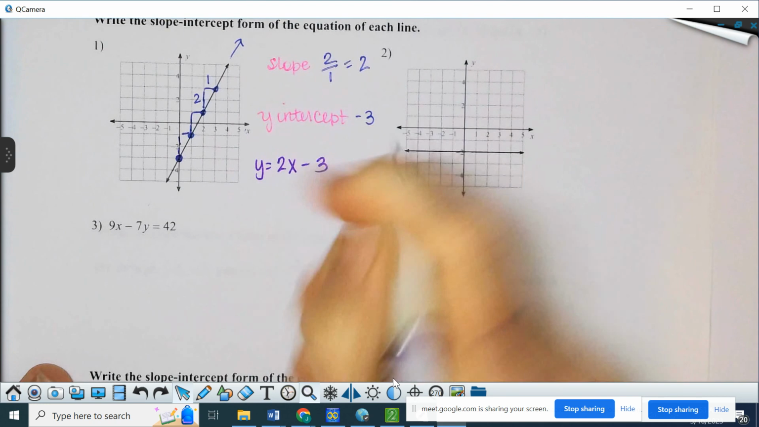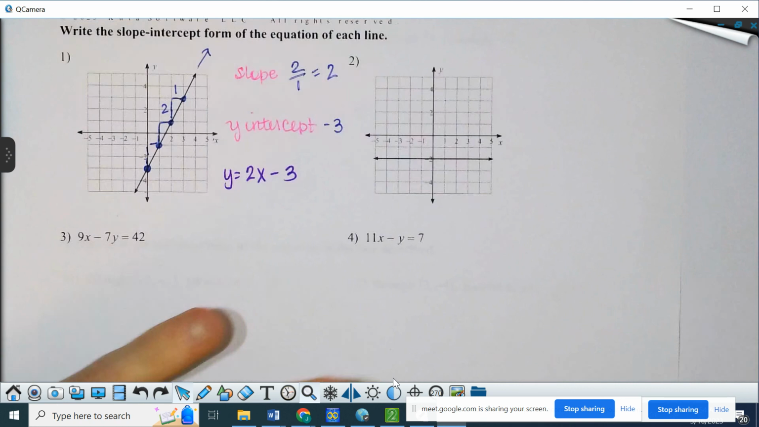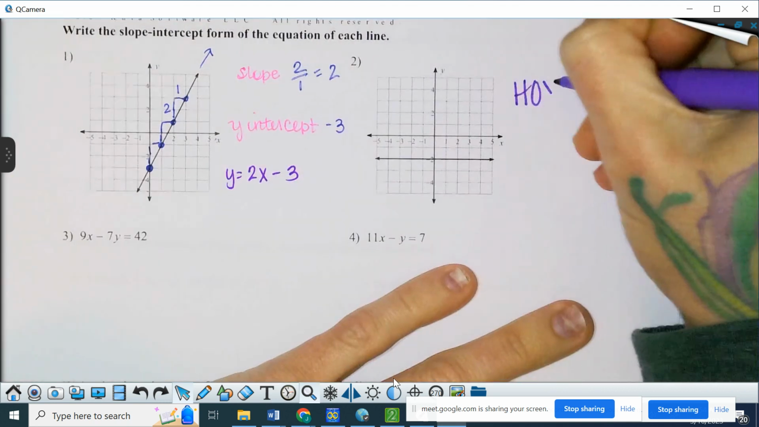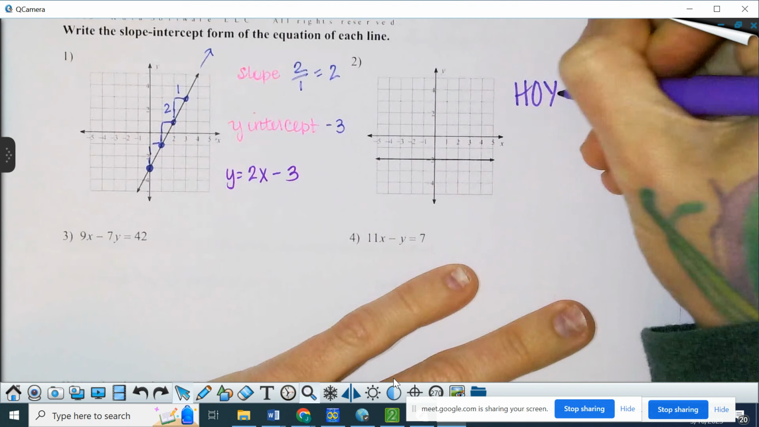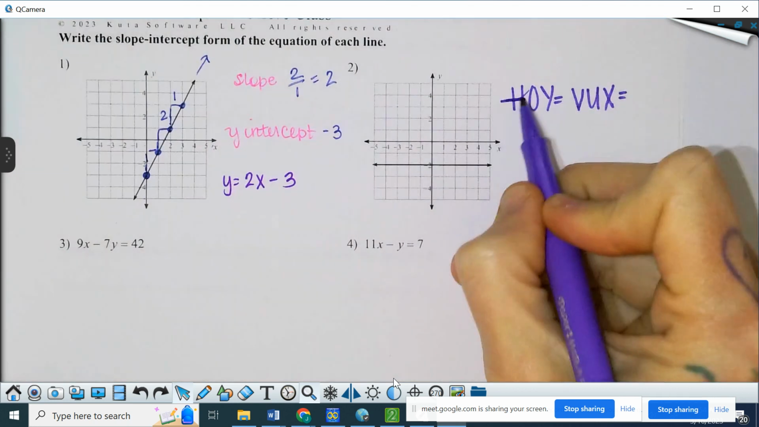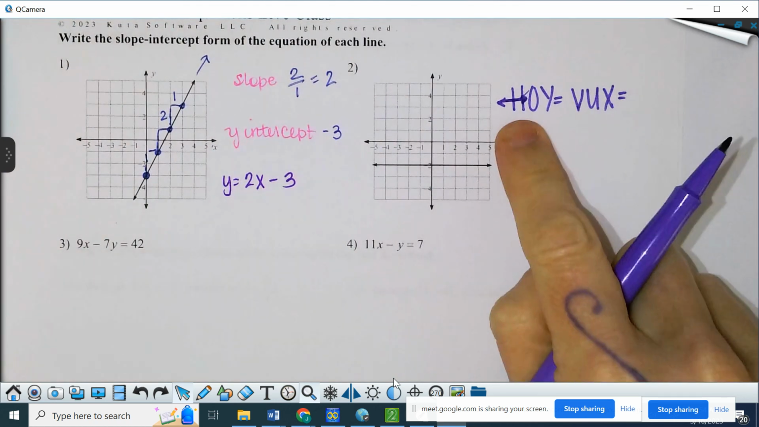Now, this one is fun. It depends on how your middle school teacher taught you. I love this. A student actually taught it to me back when I taught at Scotland County. HOY VUX. It seems really silly, but it keeps a lot of information in one little acronym. So horizontal line, which is going this way, has a 0 slope with a y equals equation.